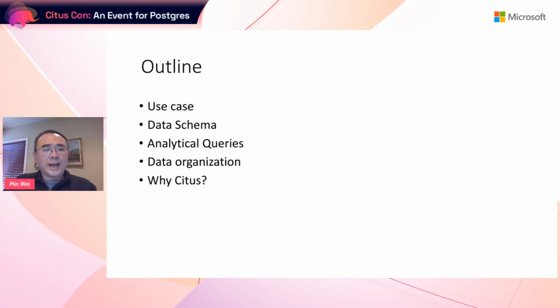So here's the outline. First, I'm going to cover my use case, and then give a high-level description of the data schema. From there, we're going to look at a few of the analytical queries using Citus. Then I'm going to cover the storage and the data organization a bit, and then conclude the talk, saying why I used Citus, starting from almost 4 years ago now.